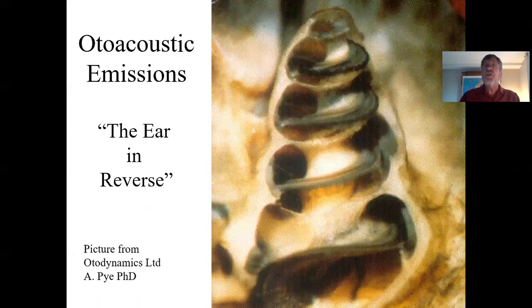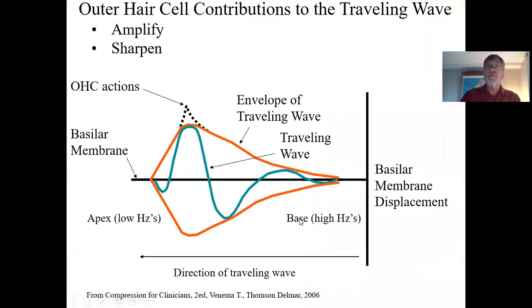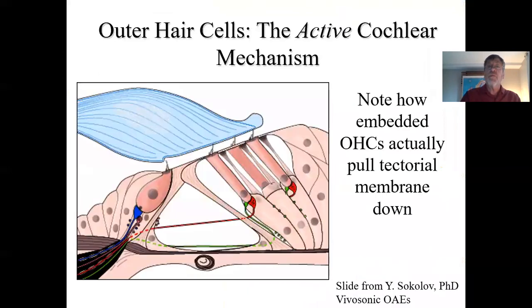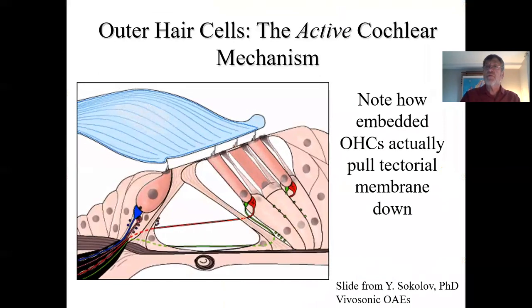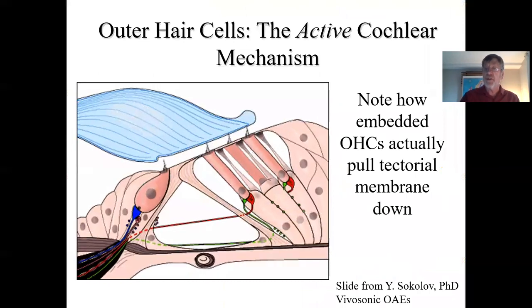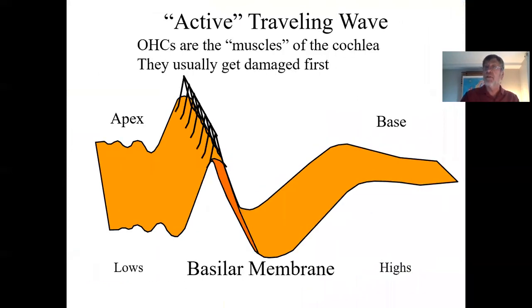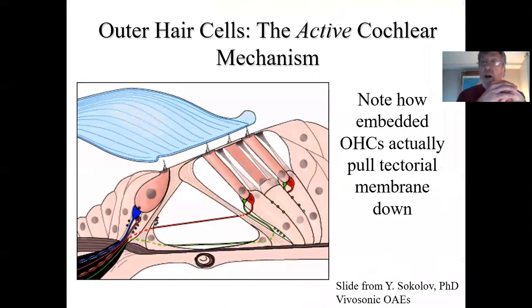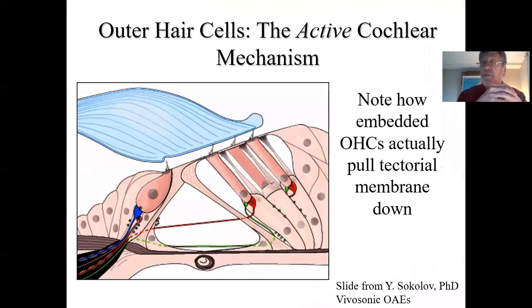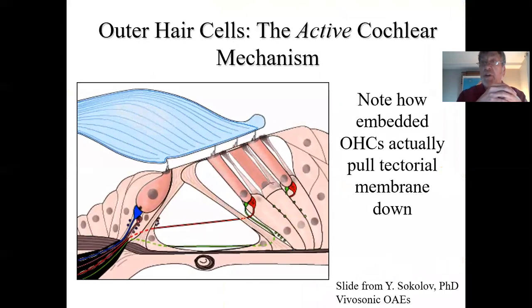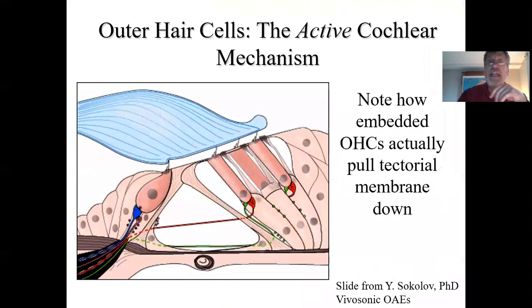The actions done by the outer hair cells come with a price. In other words, this action here is amplification, isn't it? It results in amplified traveling waves. Amplification always comes at a cost. Whenever you're amplifying, you're having some distortion. When you produce a lot of light, you often have a lot of heat.